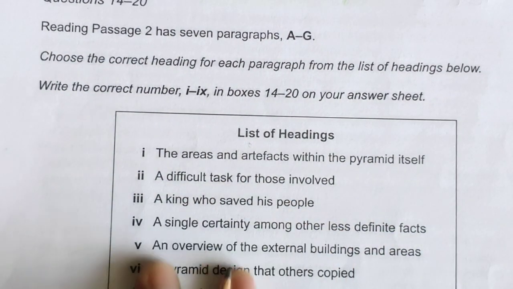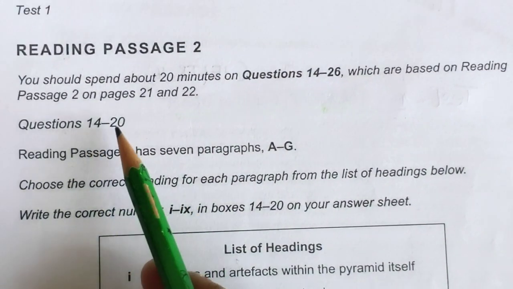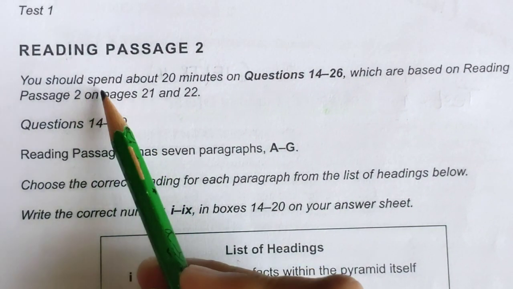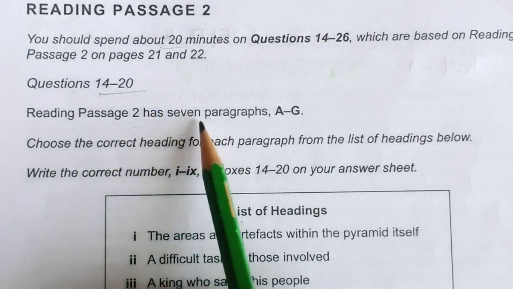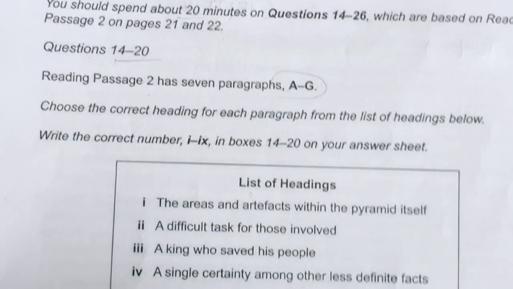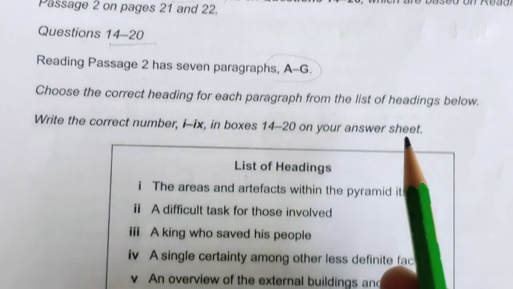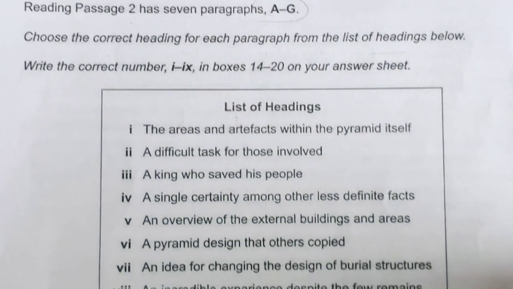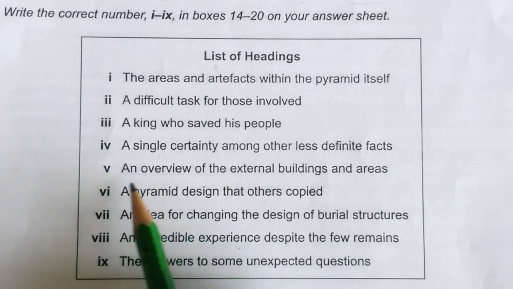Okay, so these are the lists, and of course these are the instructions. Always read them carefully. You should spend 20 minutes. Okay, this is the starting question. Questions 14 to 20, 7 paragraphs, as we know, A to G. So we have to choose the correct heading for each paragraph from the list of headings. So let's start reading one by one and try to find out their meaning.